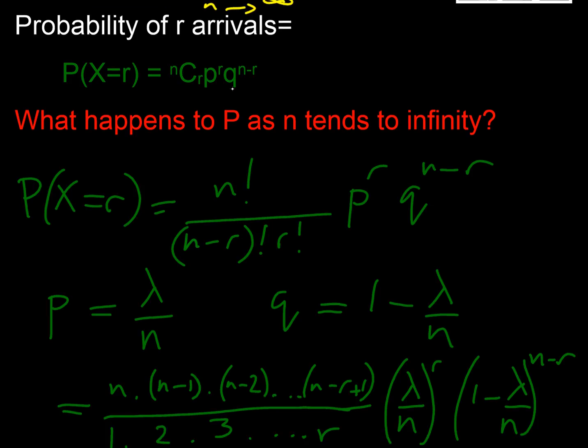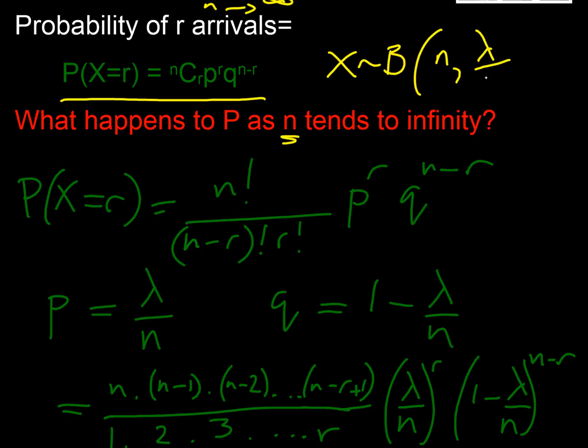Well, we know from a binomial that the probability is n choose r times p to the r times q to the n minus r. What happens then as n tends to infinity in a binomial distribution where n is our number of trials, and our probability we looked at earlier is effectively lambda over n, and n's tending to infinity.